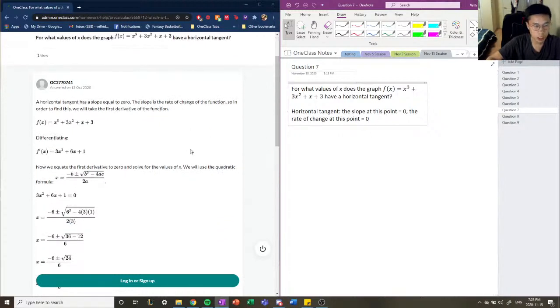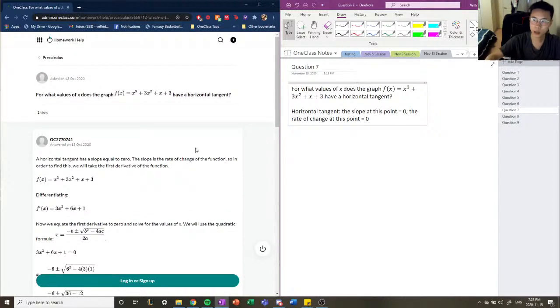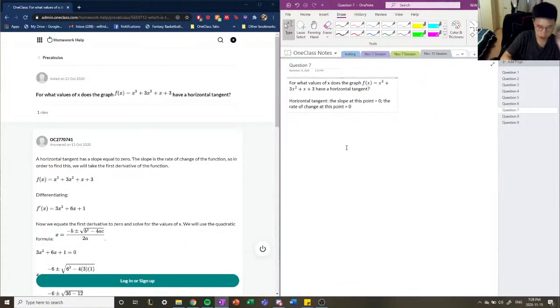So to do that, we have to use our derivative, and we're going to need to calculate at which points f prime of x equals 0. Okay? So let's write out our original function first here.